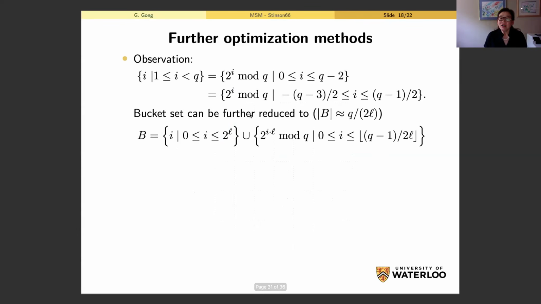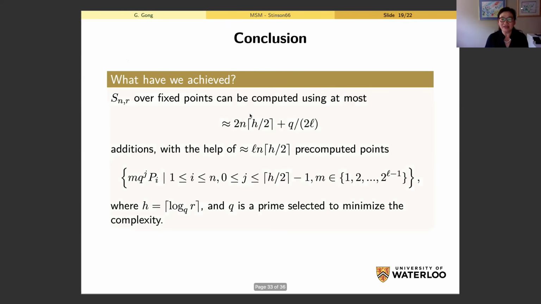Of course, we could do more optimizations, but I won't show you in more detail now. Anyway, this is our result. The sum of n scalar multiplications can be computed using at most this many additions, with the pre-computed points being L n times H over 2, where q is the prime and 2 is the primitive element modulo q. That's what we got from this work.